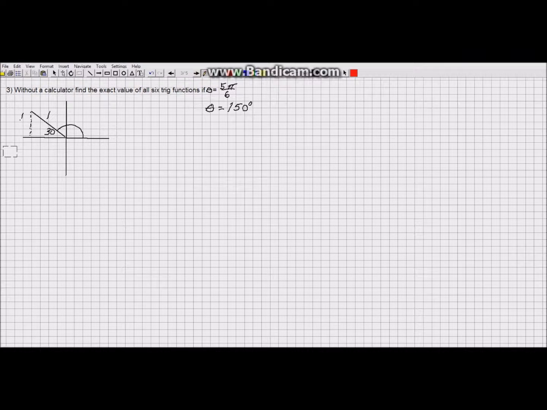I drop the perpendicular, and I again have a 30, 60, 90 triangle with a hypotenuse of 1, opposite side 1/2, adjacent side square root of 3 over 2, but again it's negative in the second quadrant. So the sine of 5 pi over 6 is the opposite side over the hypotenuse, 1/2. Cosine of 5 pi over 6 is the adjacent side, negative square root of 3 over 2. The tangent of 5 pi over 6 is sine over cosine, or 1/2 over negative square root of 3 over 2, which simplifies down to negative 1 over the square root of 3.